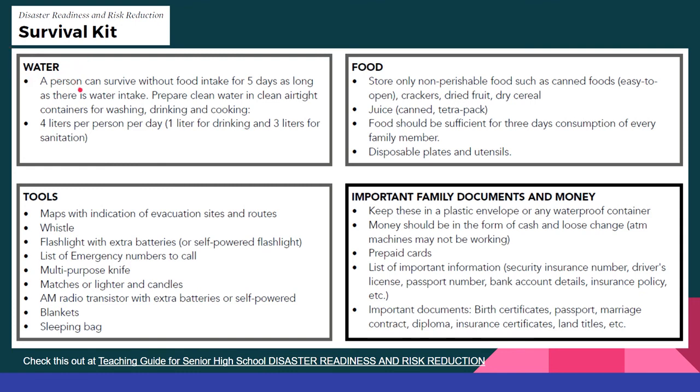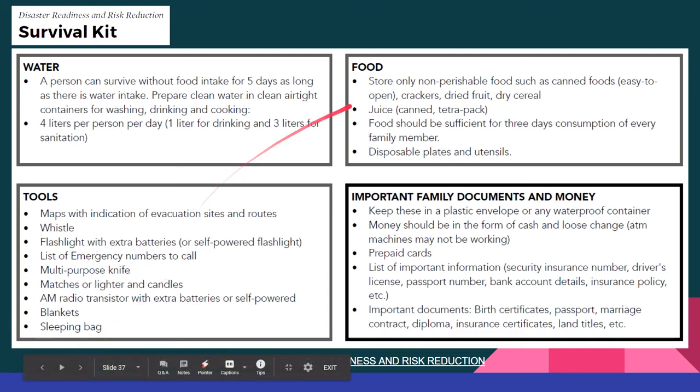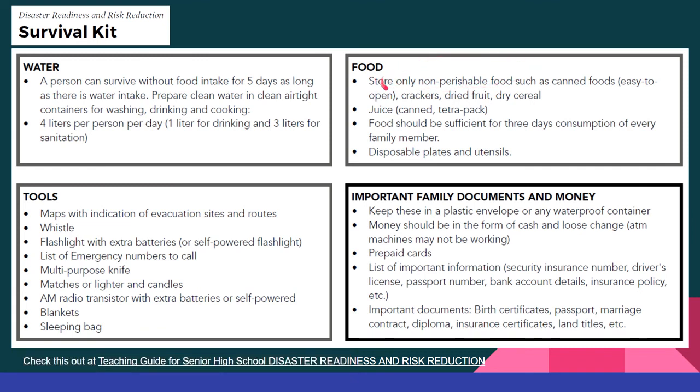For water, 4 liters per person per day. That's 1 liter for drinking and 3 liters for sanitation. So 4 liters per person per day. You just have to multiply that by the number of people in your home. For tools, this must include maps, whistle, flashlight, matches, list of emergency numbers, blankets, and sleeping bags. For food, store only non-perishable food such as canned goods, crackers and dried fruits, juice, and disposable plates and utensils.